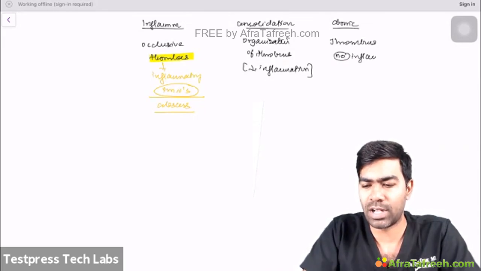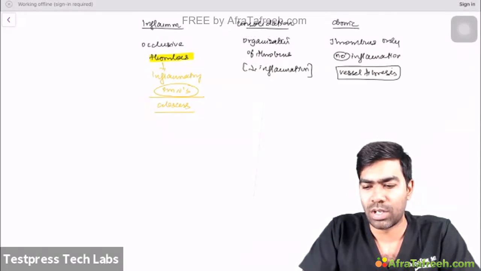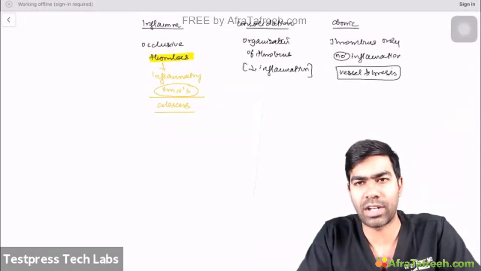No inflammation really exists at this stage. Thrombus only will be there. And there can be vascular fibrosis. Vessel fibrosis will happen because of inflammatory damage. And during this stage, it's very difficult to find out.